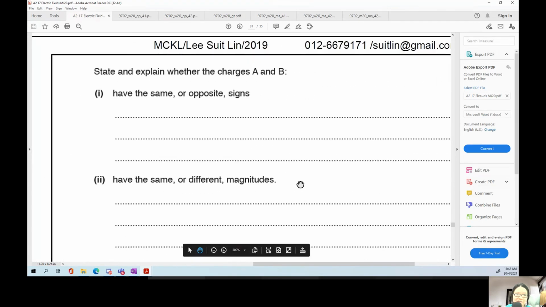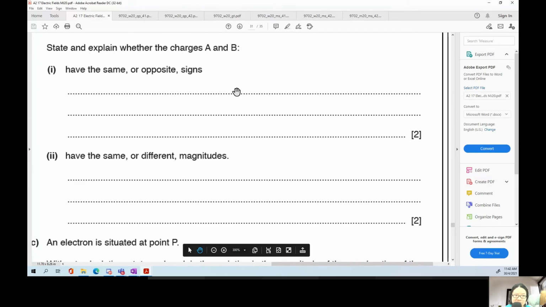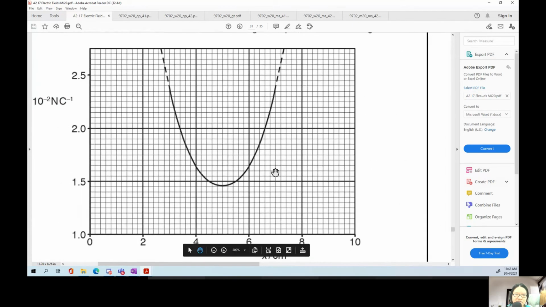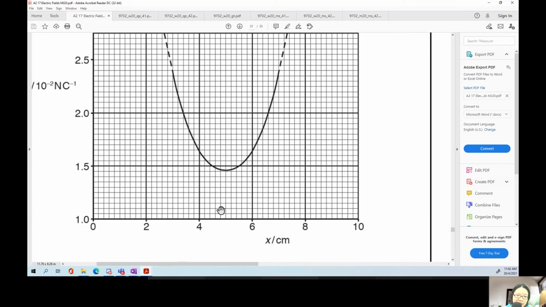So here you see all this line. They ask you to state and explain. We've already recorded the explanation, but very briefly, they have opposite sign because the electric field is never 0. Okay? They have the same magnitude because this graph is symmetrical. The minimum point is right at the middle.